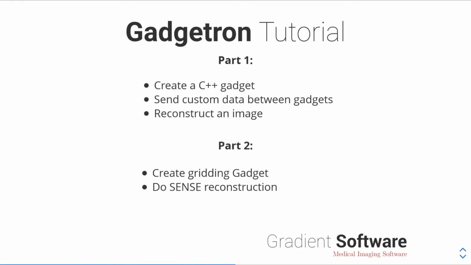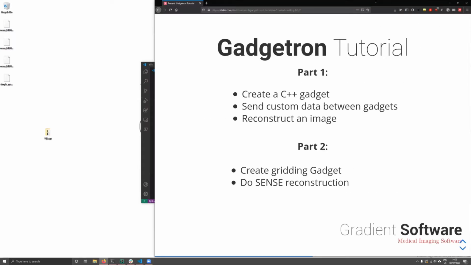And then in the interest of time, I will present how to write a non-Cartesian gadget, first for gridding and then for sense. But we don't have time to do that as a live coding exercise. So that will just be me going through code. But let's start out.